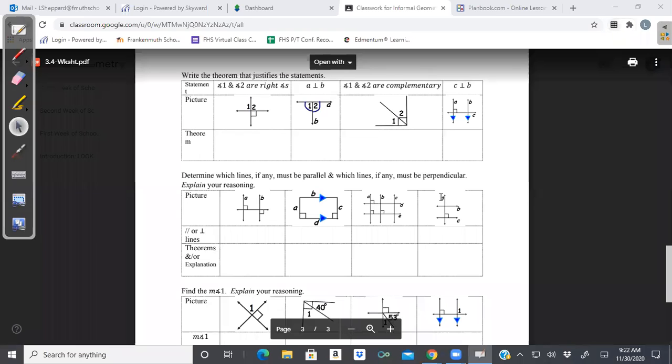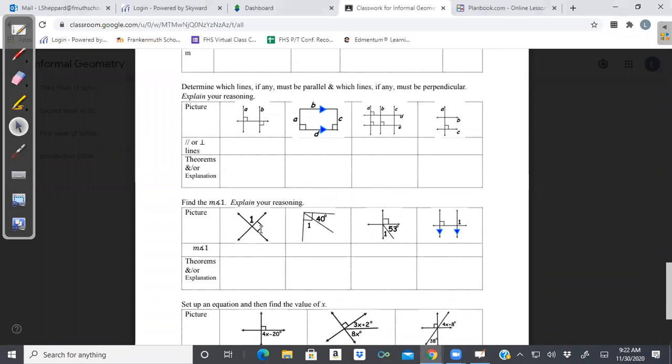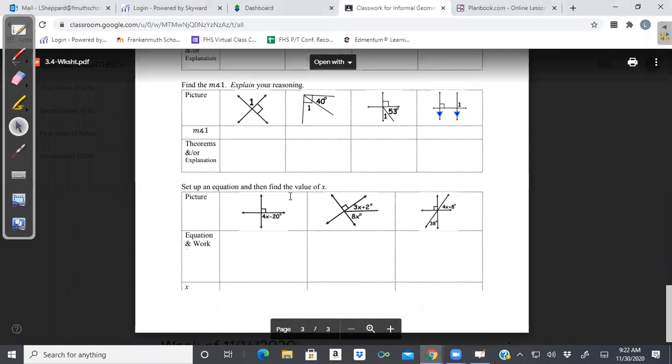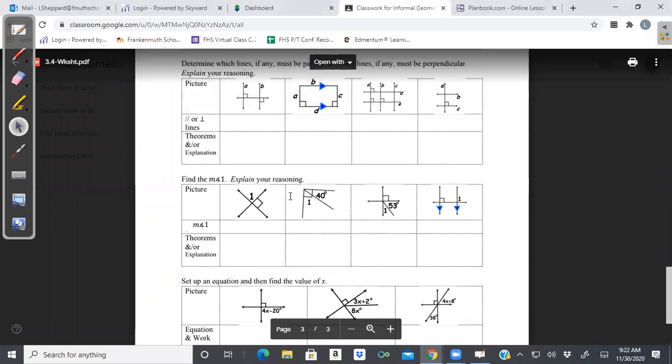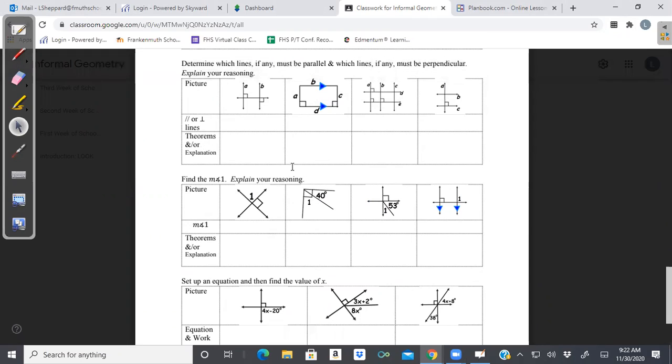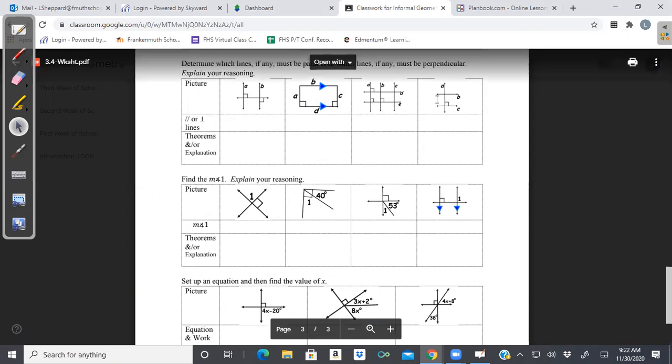So for the rest of this page, just try to explain what's going on. I don't really care what the theorems are. See how it says theorem and or explanation? I don't care what the theorem is. Use your ideas, use your thoughts to come up with something. Use your concepts, your ideas to try and come up with some form of reason or explanation as to why those things are congruent, why they're parallel, why they're perpendicular, whatever. All right? That's what I want you guys to try today.